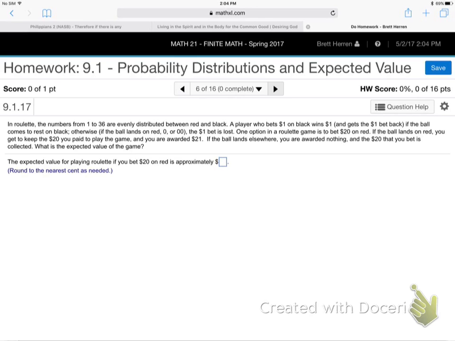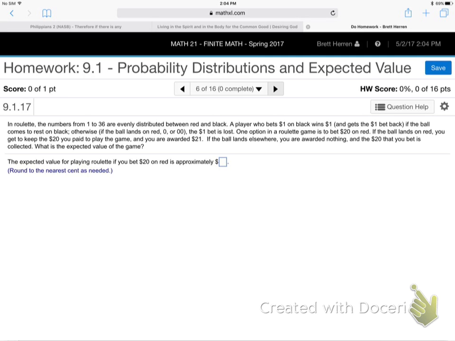All right, roulette. Numbers 1 to 36 are evenly distributed between red and black. A player who bets $1 on black wins $1 and gets the $1 bet back if the ball comes to rest on black. Otherwise, if the ball lands on red, 0 or double zero, the $1 bet is lost. One option in a roulette game is to bet $20 on red. If the ball lands on red, you get to keep the $20 you paid to play the game, and you're awarded $21. If the ball lands elsewhere, you're awarded nothing, and the $20 that you bet is collected. What is the expected value of the game?